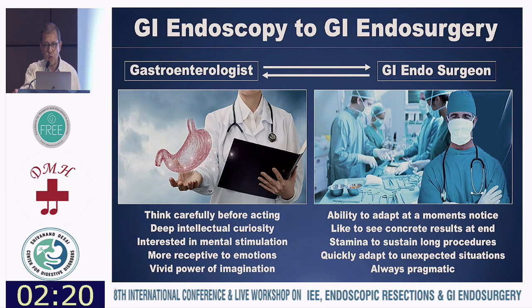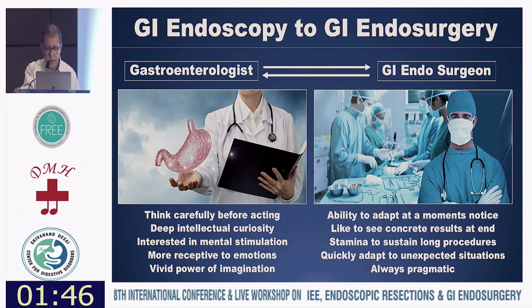Whenever a doctor chooses to become a gastroenterologist or a surgeon, we have to understand that person has certain inherent qualities and some inherent likings because of which he chooses that particular specialty. For example, the main qualities of an internist or a gastroenterologist are a person who thinks carefully before acting, deep intellectual curiosity, interested in mental stimulation, more receptive to emotions, and a vivid power of imagination. What does a surgeon have?